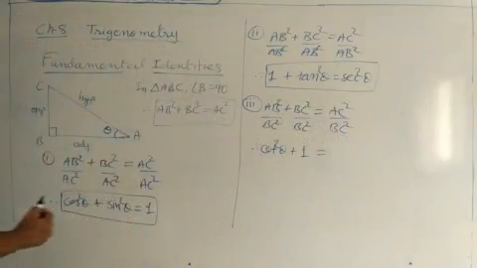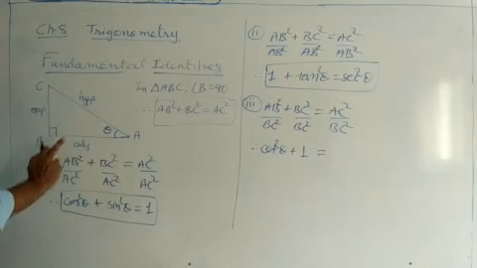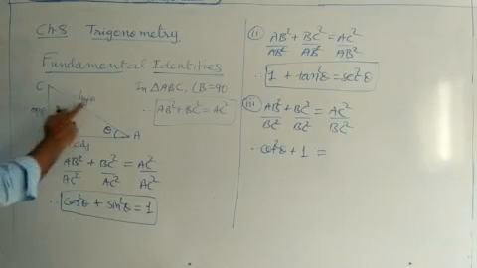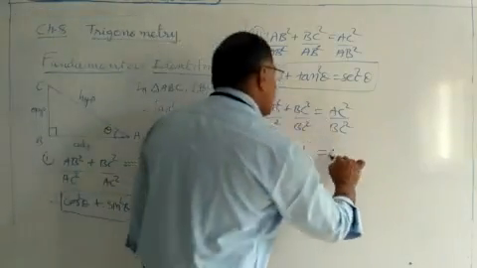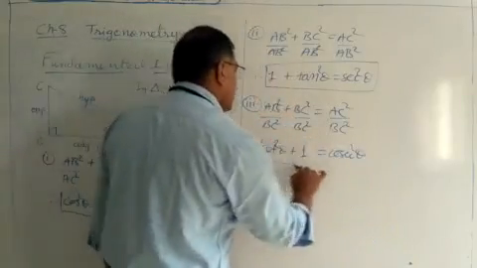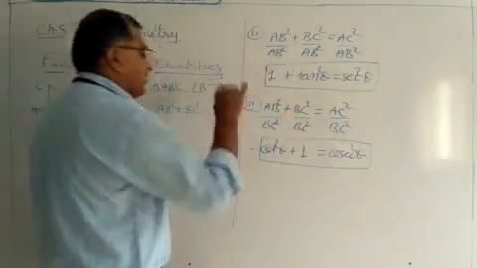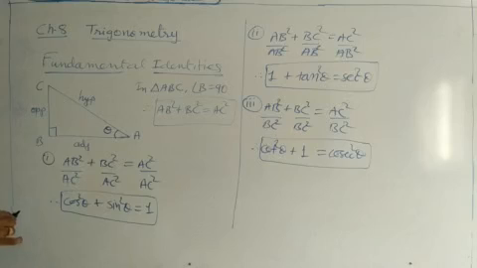And then next AC square upon BC square. So AC is hypotenuse and BC is opposite side. So hypotenuse upon opposite is cosec. Therefore here we will get cosec square theta. So now this is the third fundamental identity: cot square theta plus 1 is equal to cosec square theta. So these are the three basic trigonometric identities.